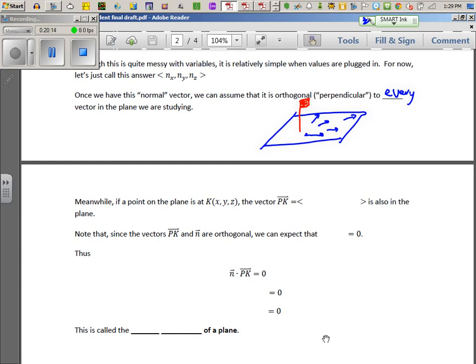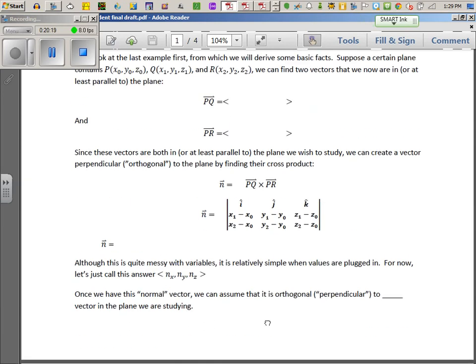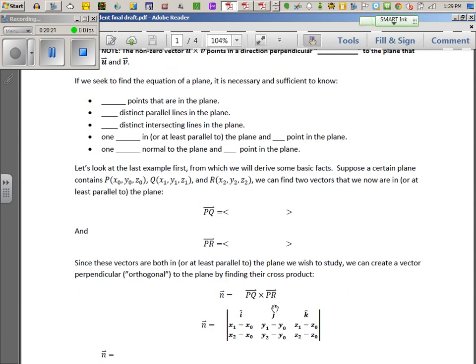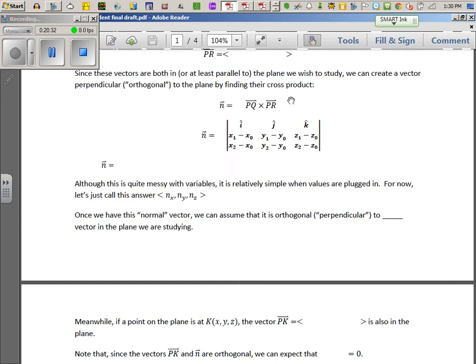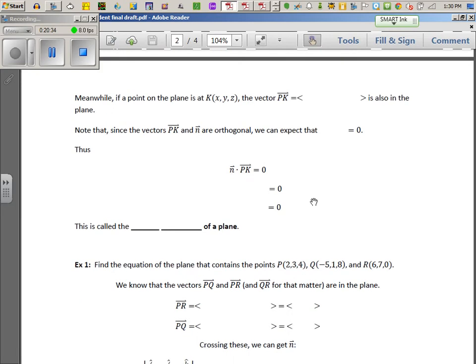Now we need one more thing. What were the requirements for this condition? We needed one vector normal to the plane and one point in the plane. We have all that. We want our point to be random though. We don't want to pick the P, Q, and R they gave us. Those are fixed points. No good.